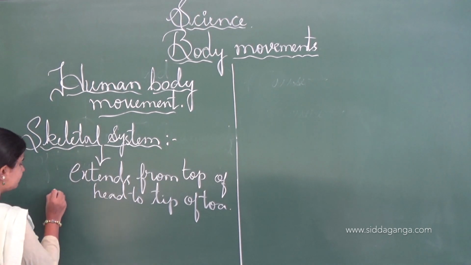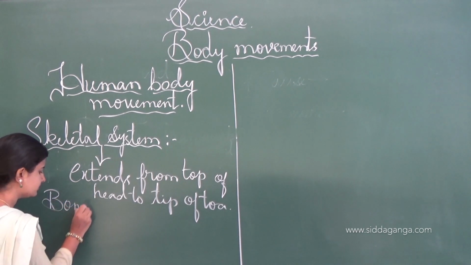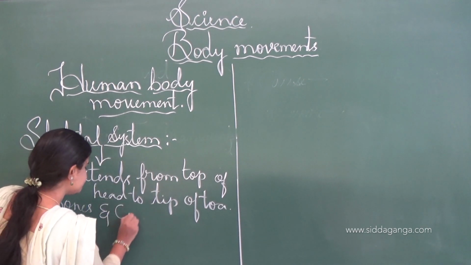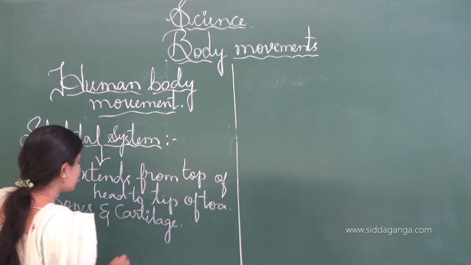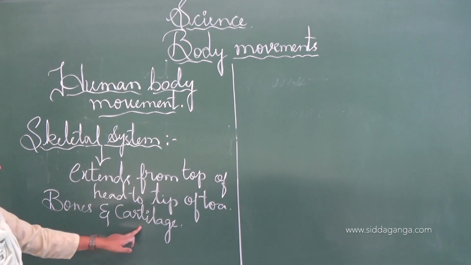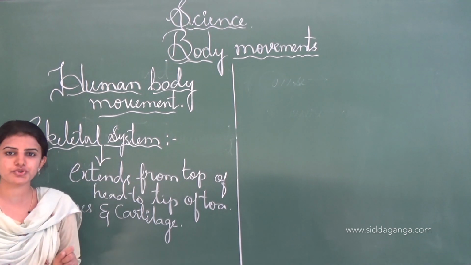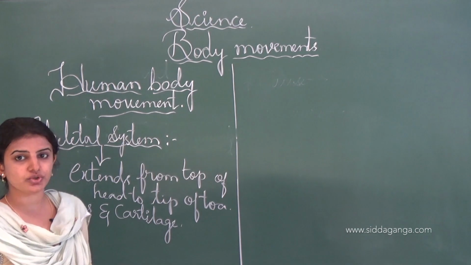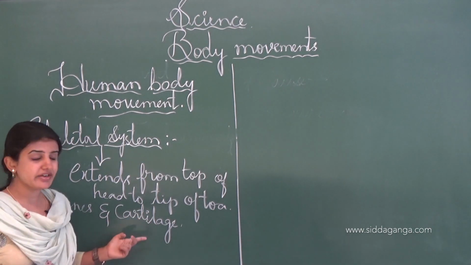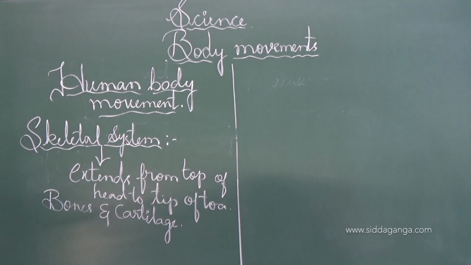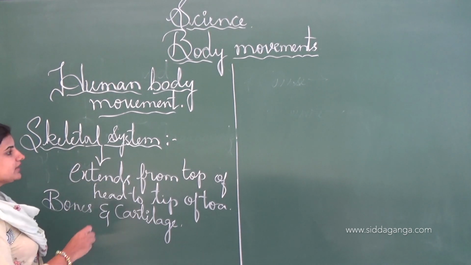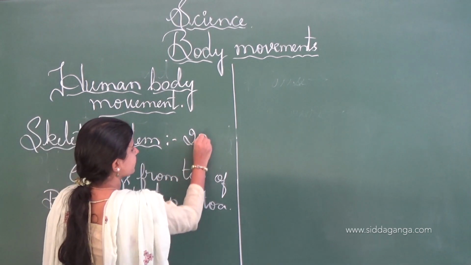See, as I told you, bones and cartilage. The skeletal system has both bones as well as cartilage. Bone is the hard tissue, whereas cartilage is the soft tissue. Both bone and cartilage are required to make the skeletal system. Next there are two types of, say, before going to that, there are about 206 bones present in our body.